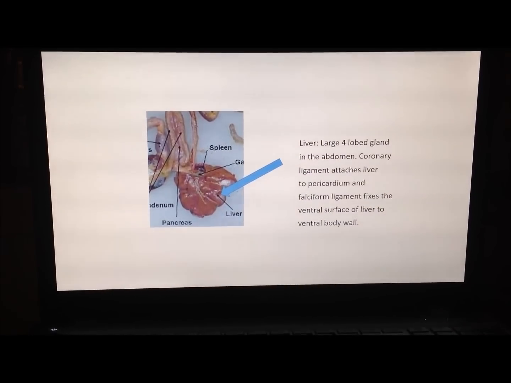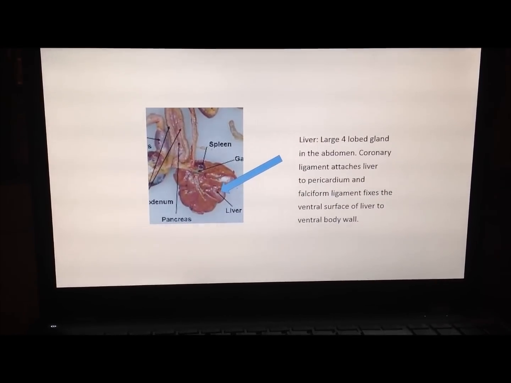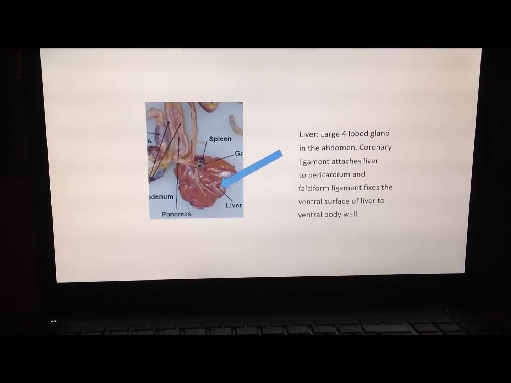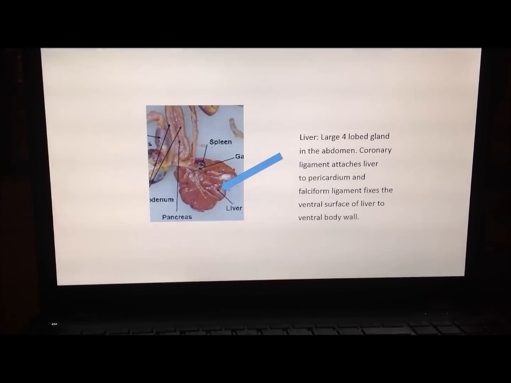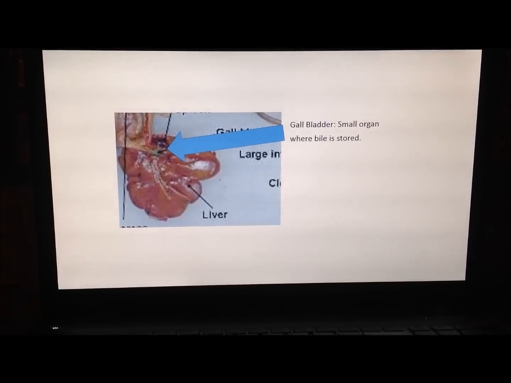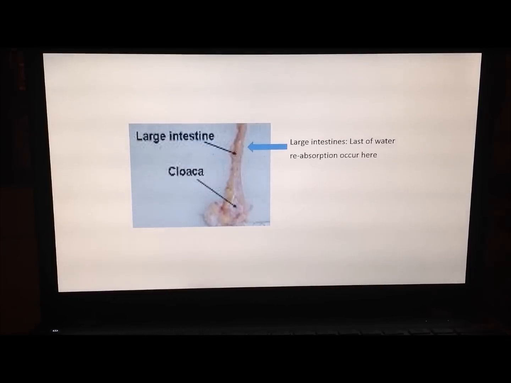The liver is a large four-lobed gland in the abdomen. The coronary ligament attaches the liver to the pericardium, and the falciform ligament fixes the ventral surface of the liver to the ventral body wall. The gallbladder is next to the liver, and it's a small organ where bile is stored.